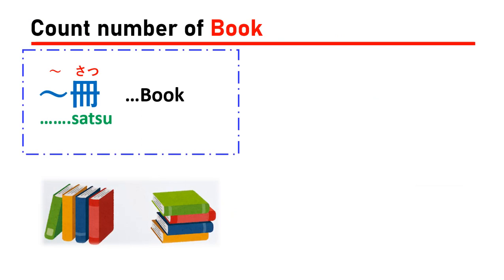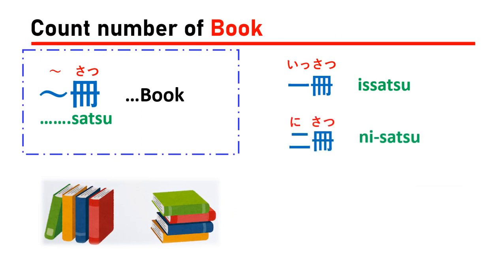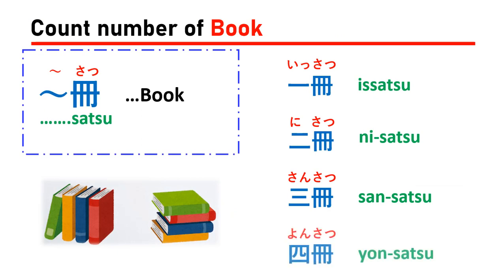In the next, we are going to learn counting the number of books. In Japanese, they use the unit of satsu to count books. So let's see some samples. Issatsu, which means one book. Nisatsu, two books. Sansatsu, three books. Yonsatsu, four books. Something like that.